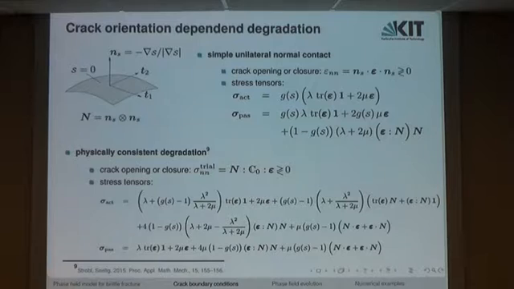The crack normal vector can be computed from the gradient of the phase field. In the simple unilateral normal contact model, only negative normal strains lead to an elastic response, while the stiffness in crack parallel direction is reduced by the phase field. The second model is more sophisticated, however in better agreement with continuum mechanics. Here you should note that the stiffness in crack parallel direction is also influenced by the phase field, however it's not fully degraded.